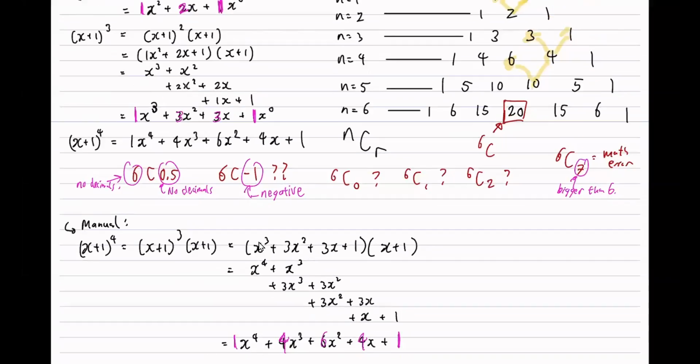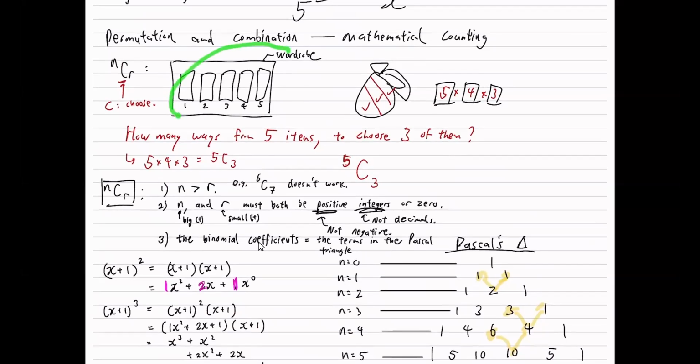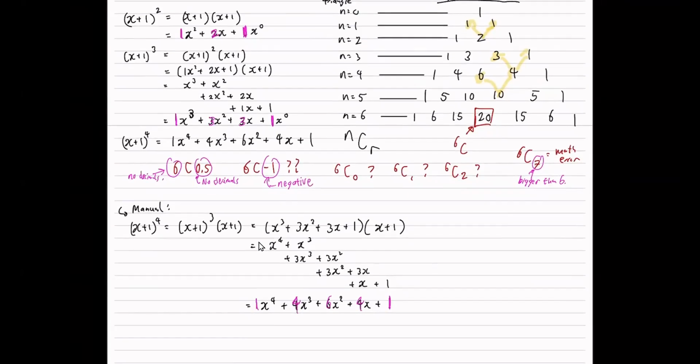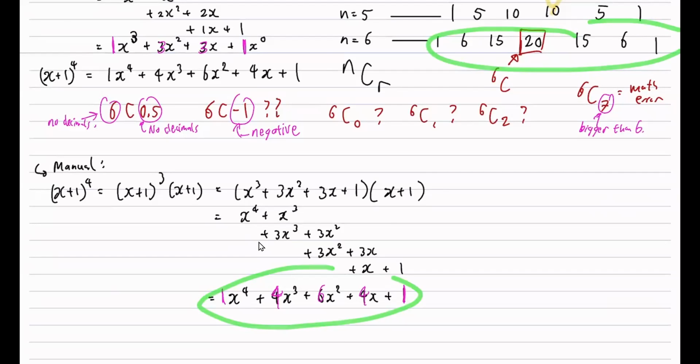Sorry, I haven't talked about the relationship. Just now I told you the story about a wardrobe and a bag, and then you choose items, 5, 4, 3. How is it related? Why are the coefficients related to the choosing function? How is it related to choosing shirts from a wardrobe? Magical. Why does it happen to be the same?